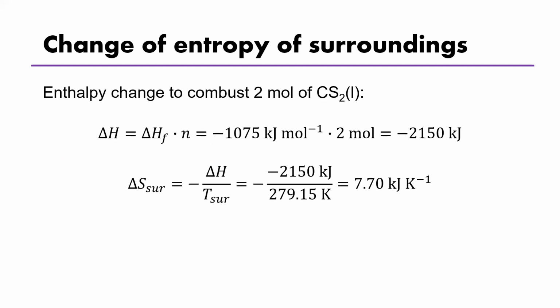To compute now the change in entropy of the surroundings, we can use the equation which is negative the change in entropy divided by the temperature of the surroundings. Because both negative signs cancel out, we get the positive number of 7.7 kilojoules per Kelvin, which is very high for a change in entropy.